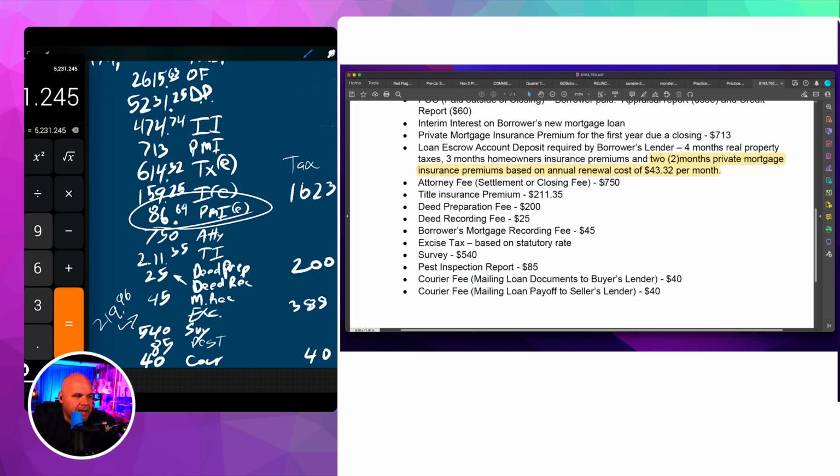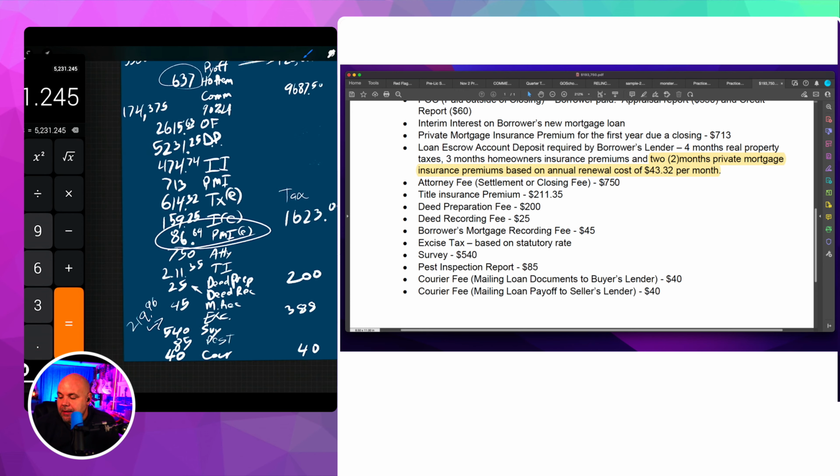Surveys $540, that's a buyer one. Pest inspection $85, that's a buyer one. Courier fee for the loan documents for the buyer, that's $40 for them, and then $40 for the seller to mail their final payoff.